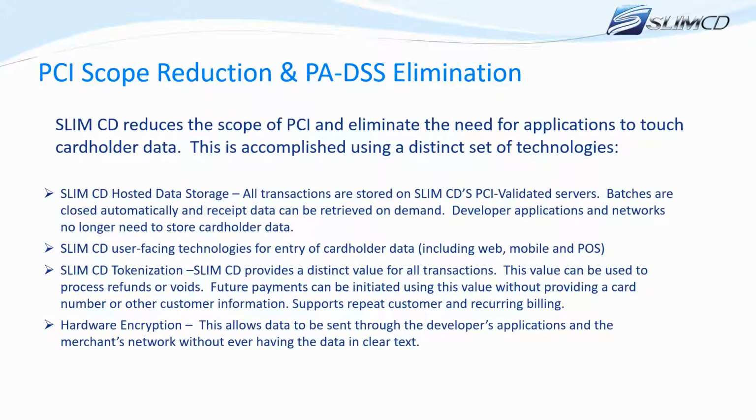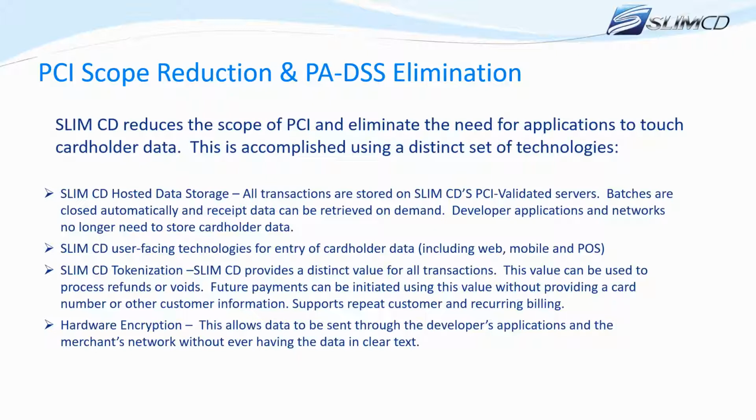To do that, we host the data for you. All the credit card data is in our hosted data storage systems, and the user-facing technologies that we provide, including web, mobile, and PAWS applications to enter the data, keep your application software out of scope. Our tokenization comes back on every transaction so that you can store that data to process refunds or voids or even initiate future payments, and also repeat customer and recurring billing. Repeat customers is when you're using a token from an old transaction to charge the card again. Recurring billing is when you're scheduling automatic billing that happens on a scheduled basis.